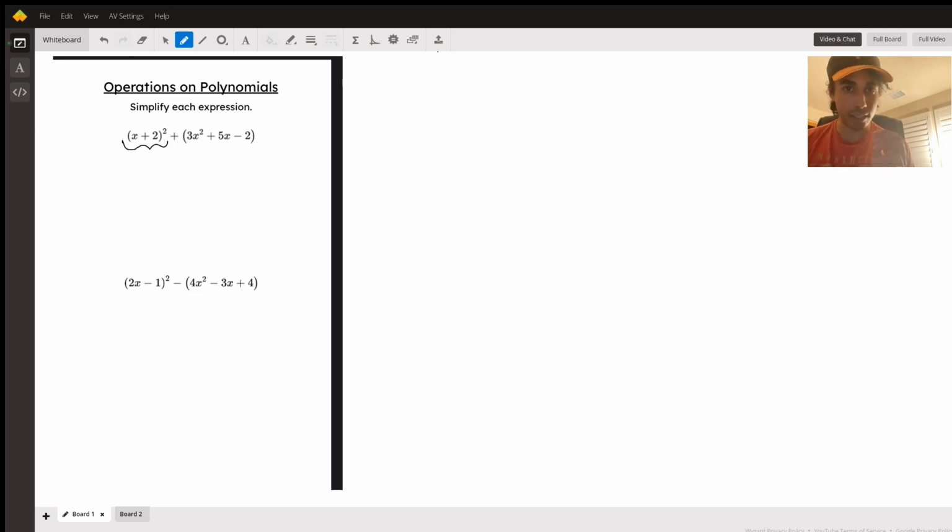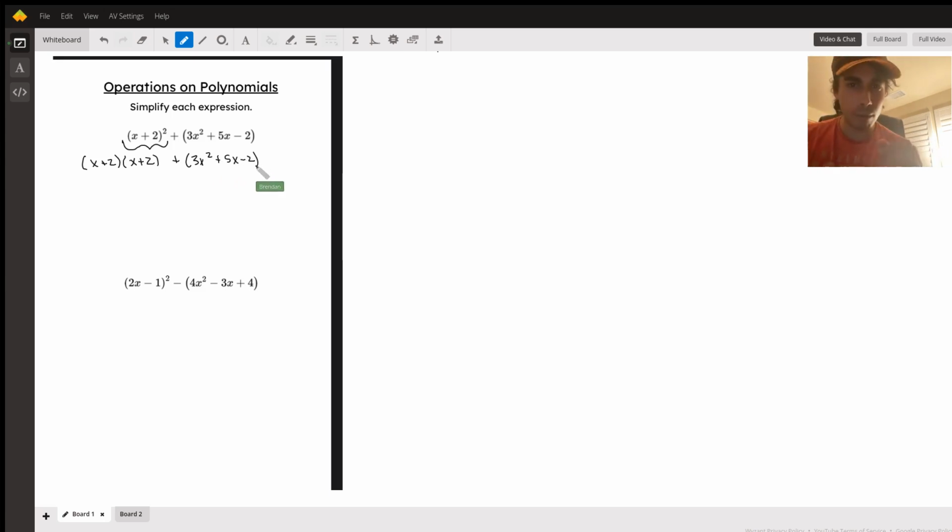So remember what squaring something is, right? That's multiplying by itself. So I can rewrite this: what this really means is x plus 2 times x plus 2, plus all this junk over here.